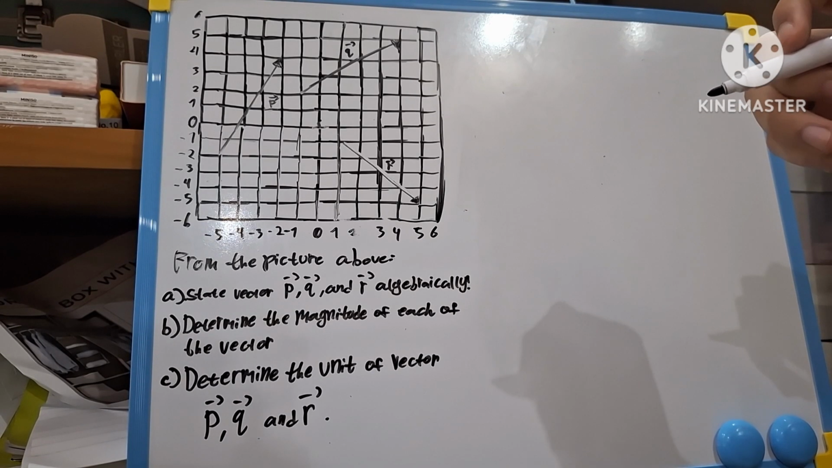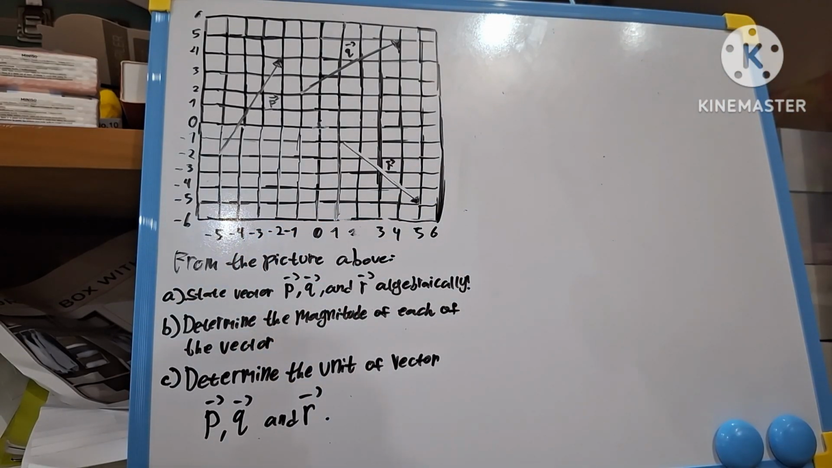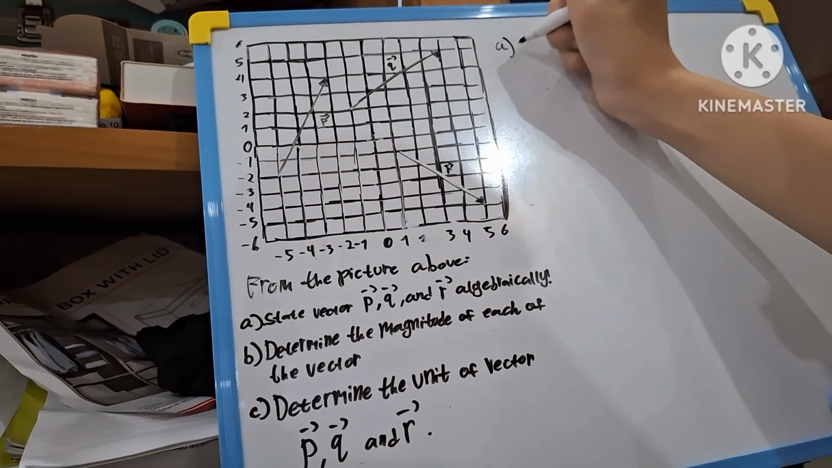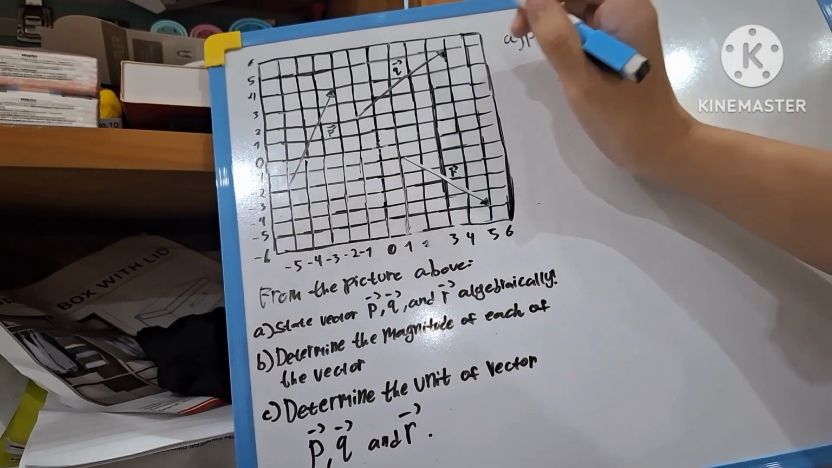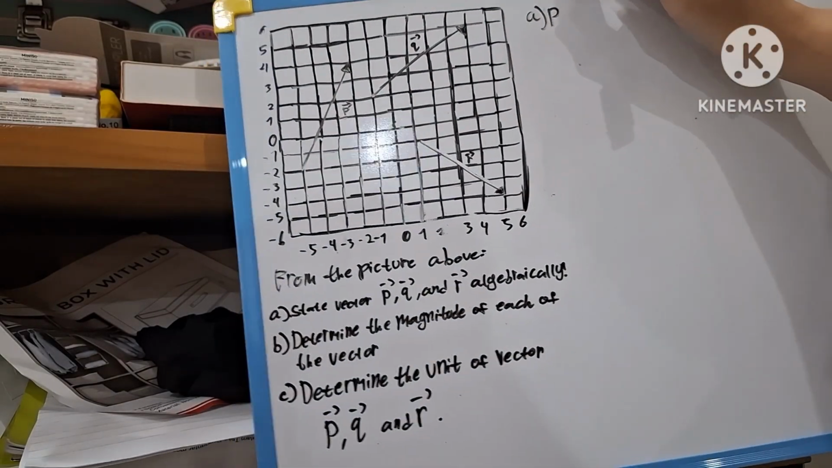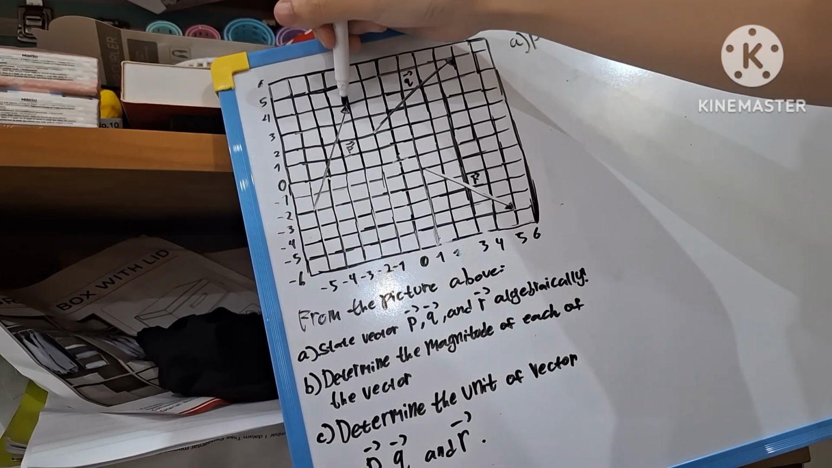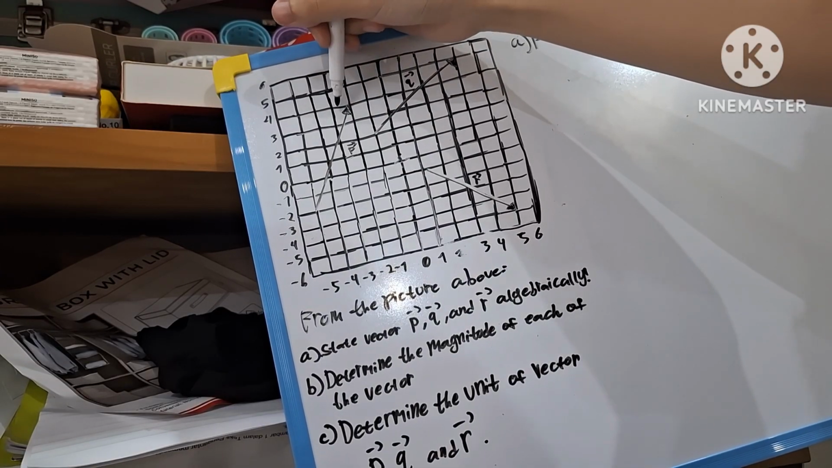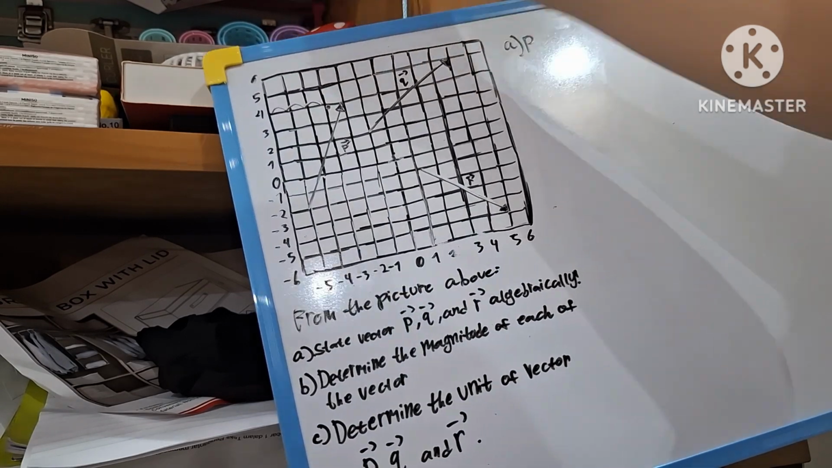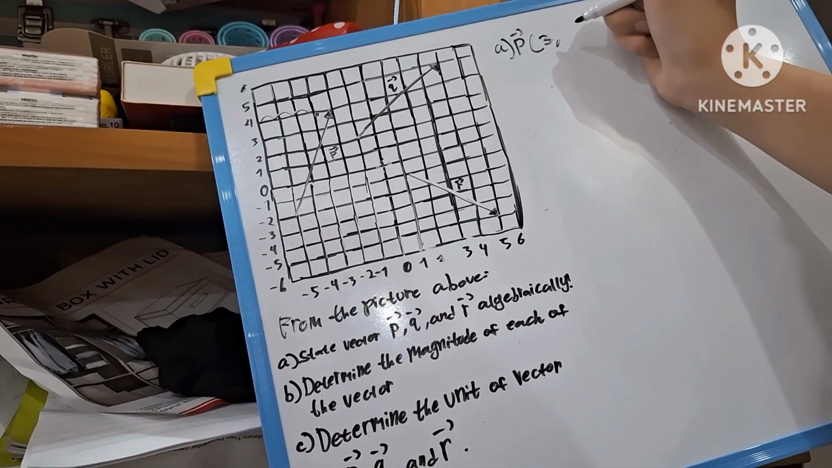Okay, here's question number 1, part A. State vectors P, Q, and R algebraically. First, let's do P. This is where P is located. So, how are we going to do this? Start from that square and count all the way to that point. So it will be 1, 2, 3 squares from there. So we'll put a 3 right there.